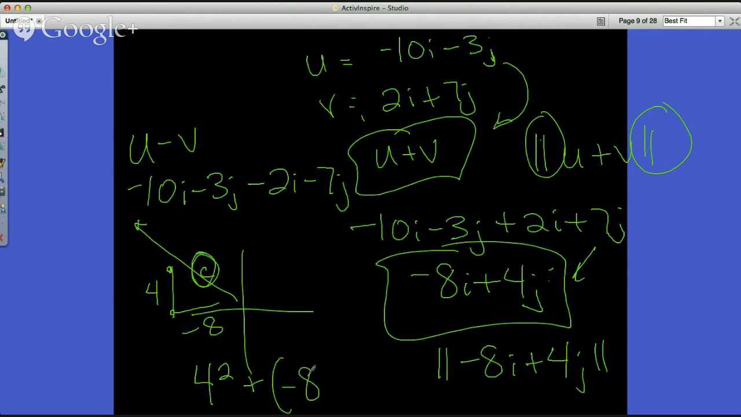Good. 4 squared plus negative 8 squared equals C squared. 4 squared gives me what? What does negative 8 squared give me? Good. 64 and 16 make what? 80, good. So I have 80 equals C squared. If I square root both sides, I have the square root of 80 equals C.